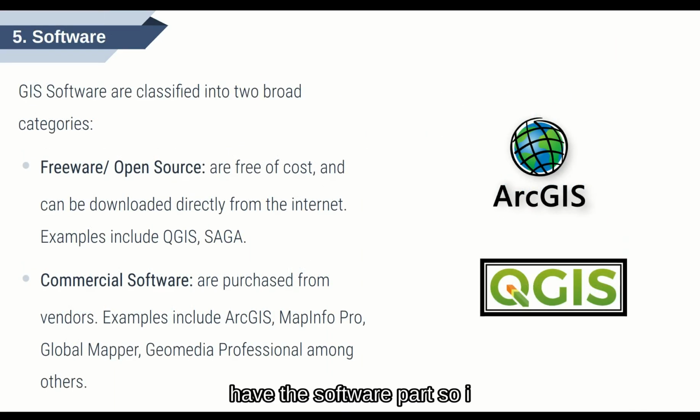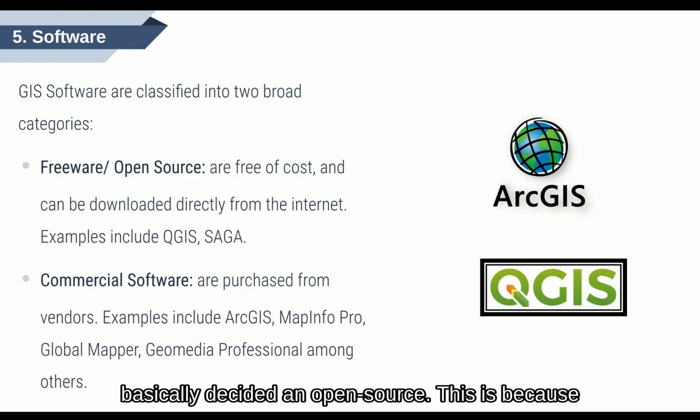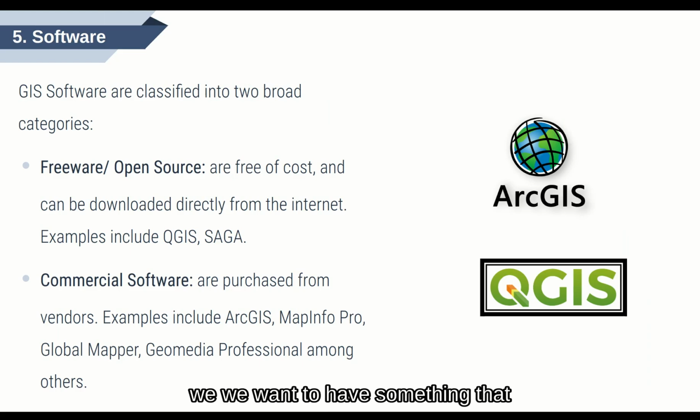So we have the software part. I know someone would ask why we basically decided on open source. This is because we want to have something that is flexible for all of us in different ecosystems. So we chose the open source QGIS software, but that doesn't mean that we don't have other software. We have other GIS software out there.